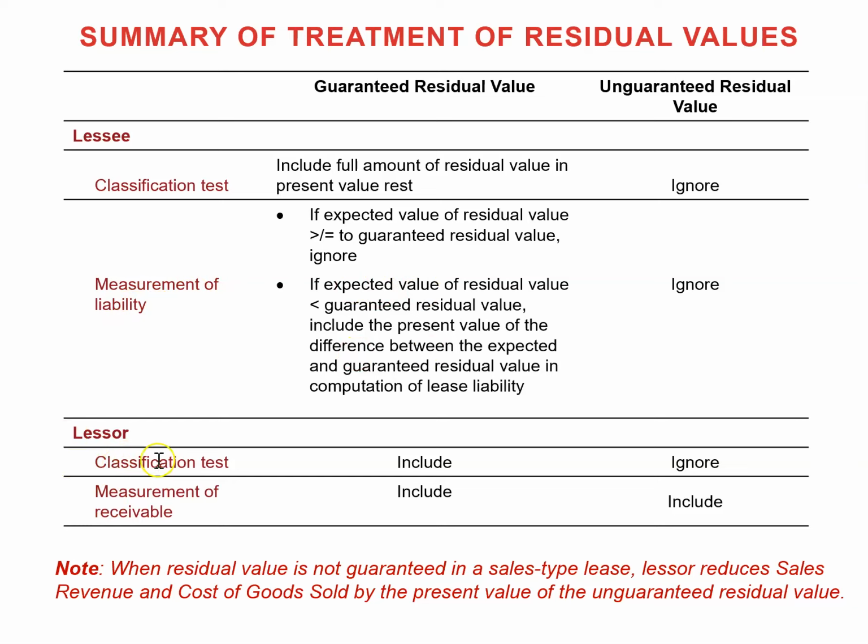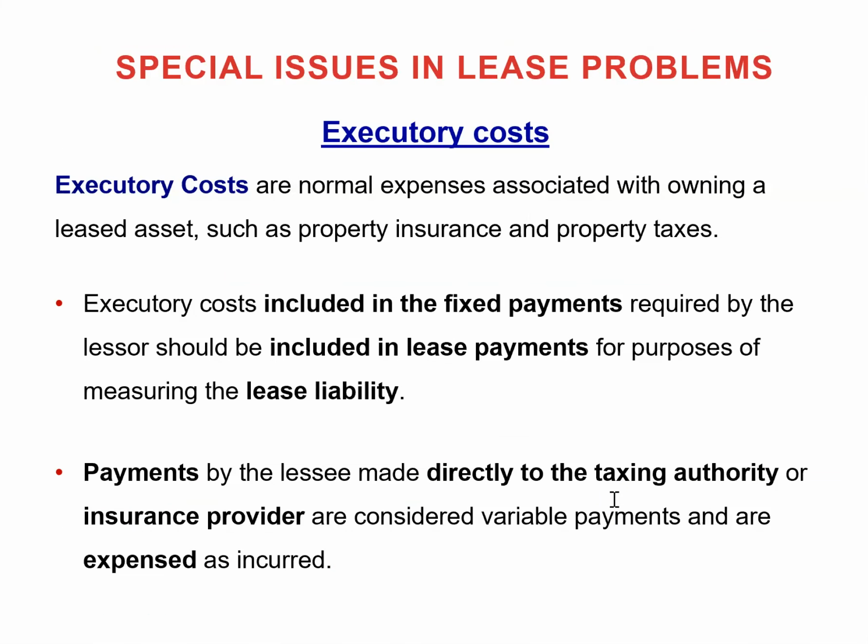From the lessor's perspective, in the classification test, the lessor includes the guaranteed residual value but does not include the unguaranteed. For measuring the lease receivables, the lessor includes both the guaranteed residual value and the unguaranteed residual value.